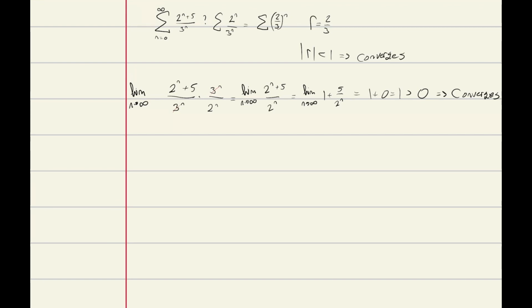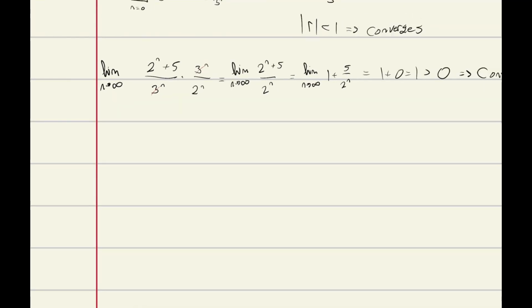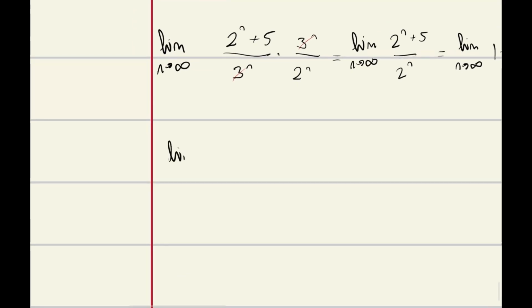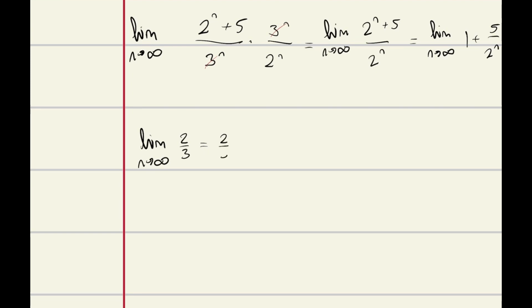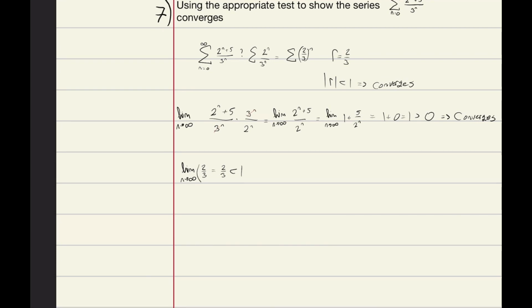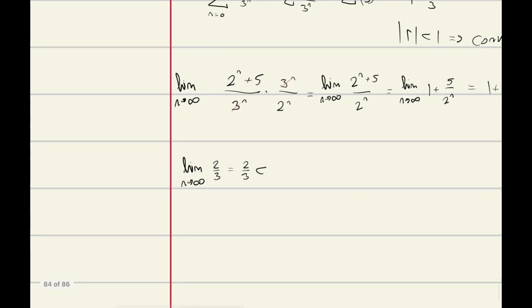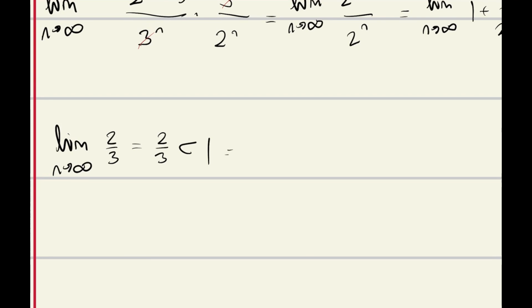To test for absolute convergence, we could just say since the limit as n goes to infinity is 2/3, and that is less than 1, the limit of 2/3, I got this by evaluating this limit, is less than 1. We know that that is absolutely convergent.